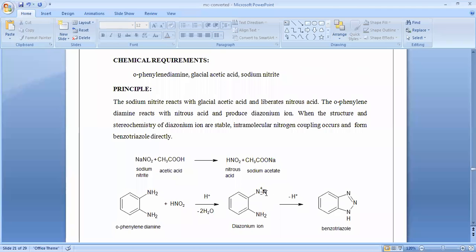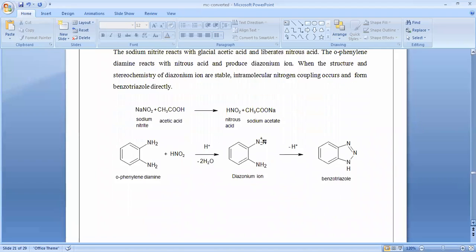This nitrogen is going to form the covalent bond with this nitrogen and the other nitrogen also. So this intramolecular nitrogen coupling occurs and forms the product, benzotriazole, by removal of a hydrogen atom. One of the hydrogen atoms here is removed and there is ring closure, an intramolecular coupling reaction to synthesize benzotriazole.